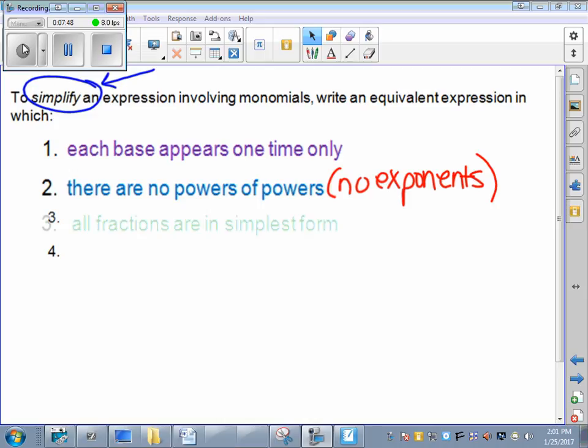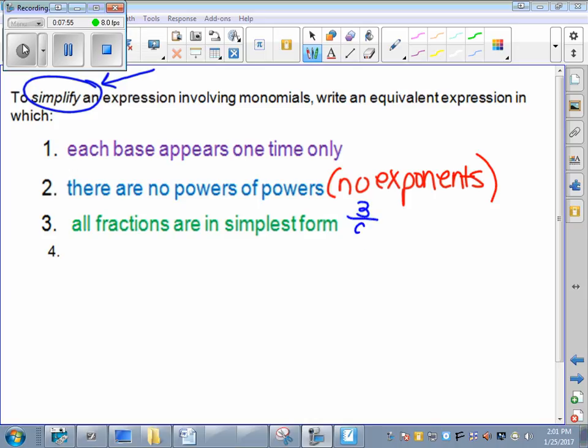We're also going to make sure you simplify any fractions. Nobody is going to tell me that 3/9 is the final answer. You're going to tell me that that's 1/3. We won't talk about fractions for a little bit, maybe till the next section.